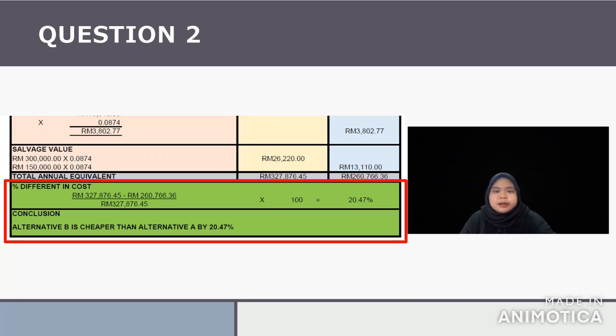The final answer is 20.47%. To conclude everything, the all air system is much cheaper than the water chiller system by 20.47%. Therefore, the all air system is the best alternative for the clients.